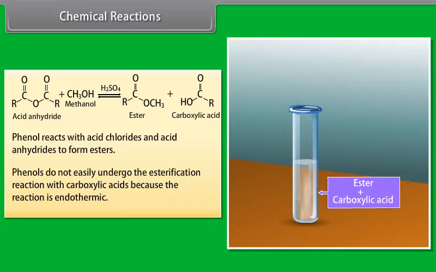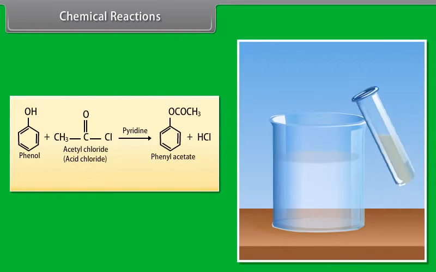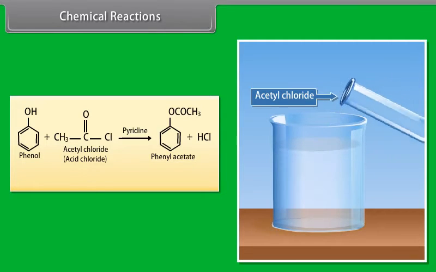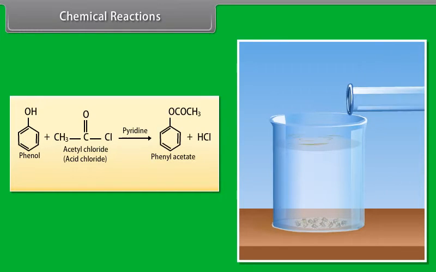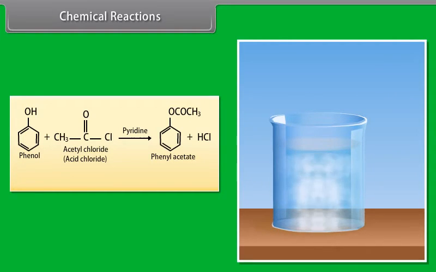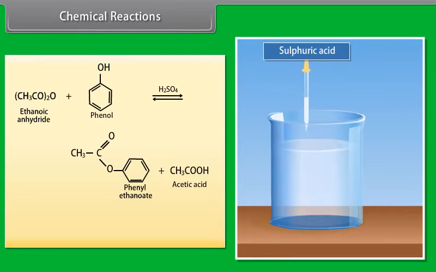Alcohol reacts with acid chloride in the presence of pyridine to form ester and hydrochloric acid. Methanol reacts with acid anhydride in the presence of sulfuric acid to form an ester and a carboxylic acid. Phenol reacts with acid chlorides and acid anhydrides to form esters.